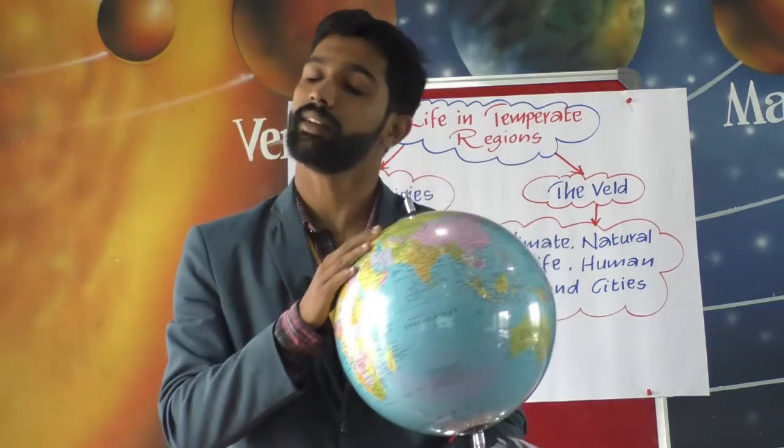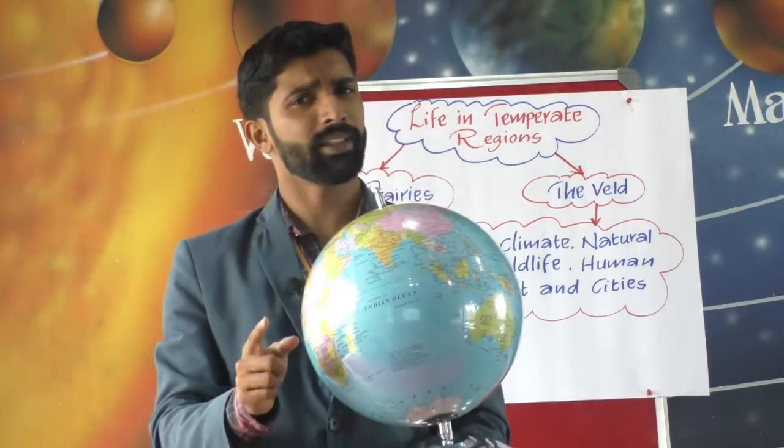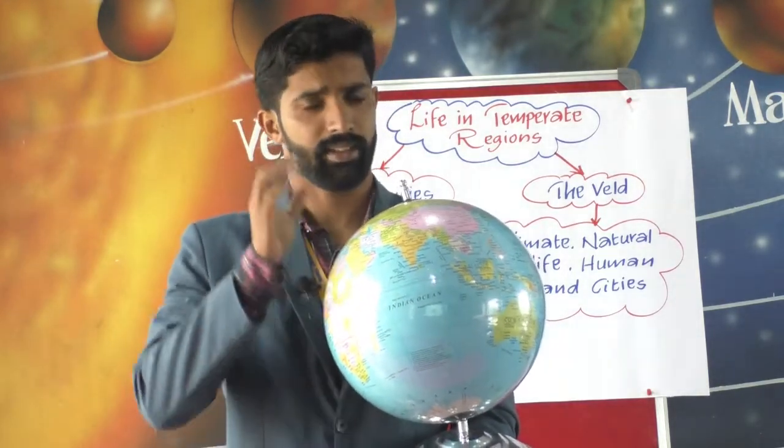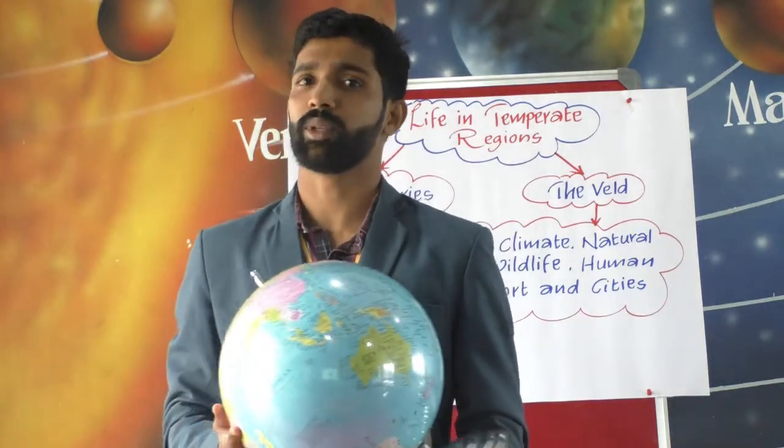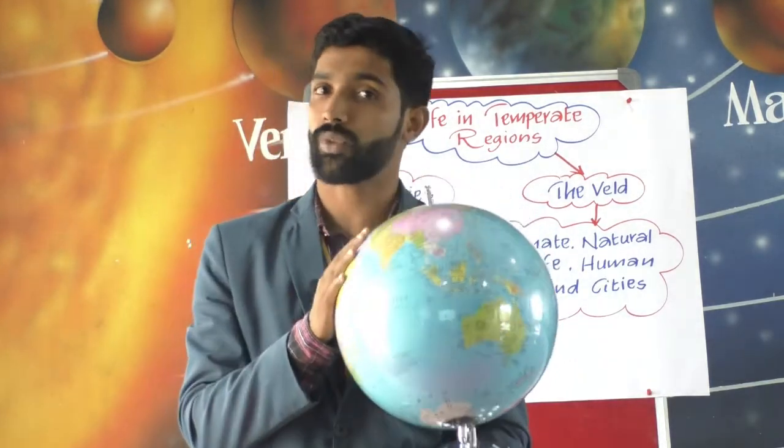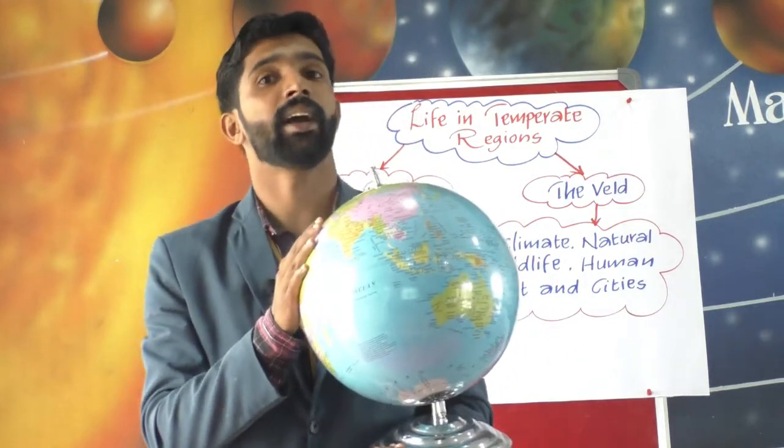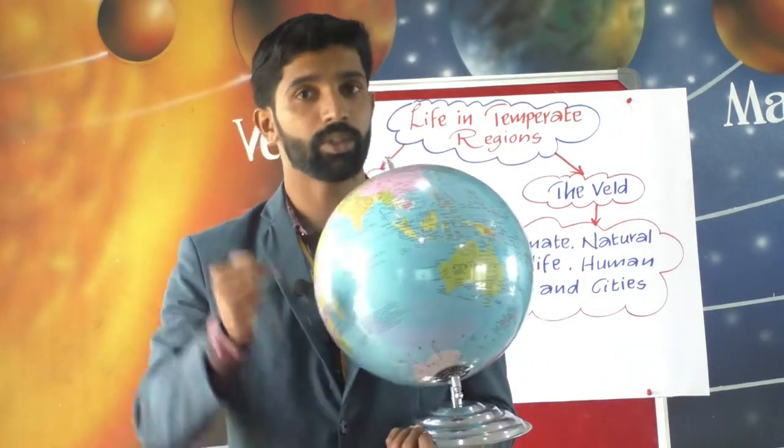Okay, and they have a moderate climate, and they are neither hot like the tropical or subtropical regions nor cold like the polar regions. Within the temperate regions, the interiors of the continents are occupied by vast grasslands, and these are treeless plains which extend between 40 and 55 degrees of latitude in the northern hemisphere and 30 and 40 degrees of latitude in the southern hemisphere.